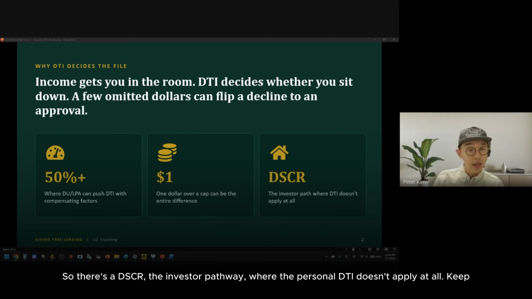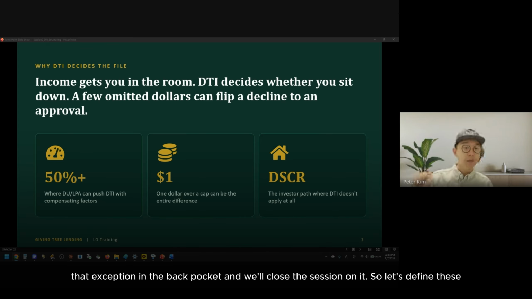So there's DSCR, the investor pathway, where personal DTI doesn't apply at all. Keep that exception in your back pocket, and we'll close the session on it.